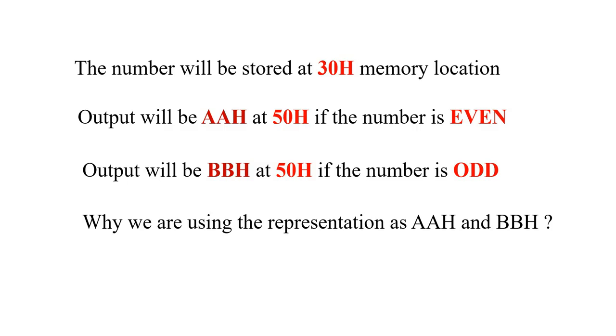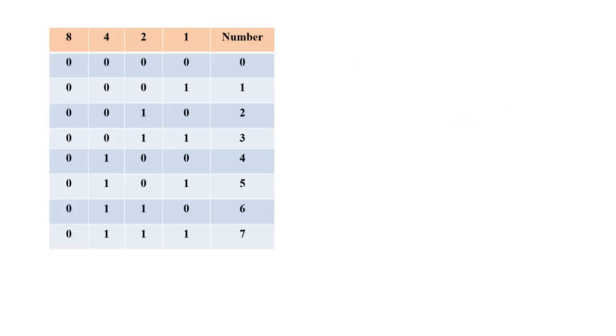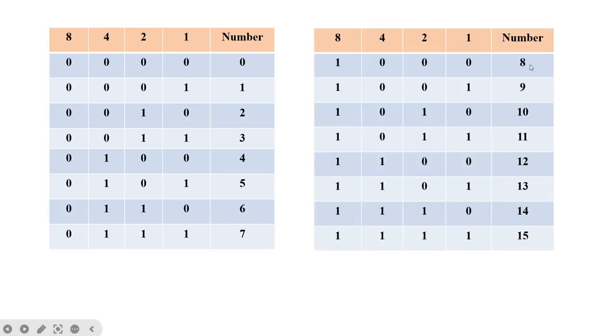Now, first we will get to know how to decide whether the given number is odd or even. So, we will consider a 4-bit number with their positional weights, that is 8421. Now, here 0 is represented by 0000, 1 is represented by this, similarly up to 7, and you have again from 8 to 15. So these are the 8421 positional weights.